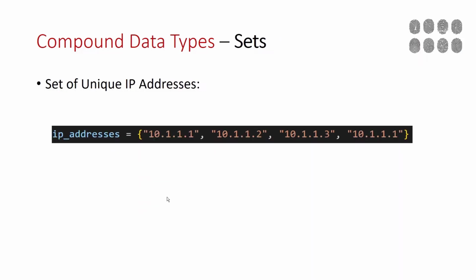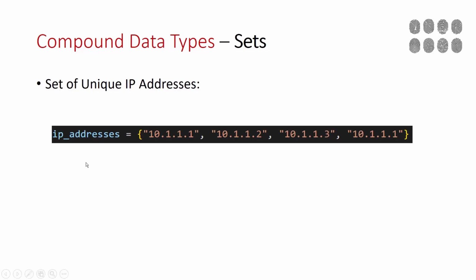Sets. Imagine sets like boxes of unique items, no duplicates allowed. Sets are made with curly braces and they automatically remove any duplicates. In networking, it's common to want a list of unique IP addresses for various tasks, like keeping track of active devices on a network. Sets are your go-to for this because they guarantee uniqueness.